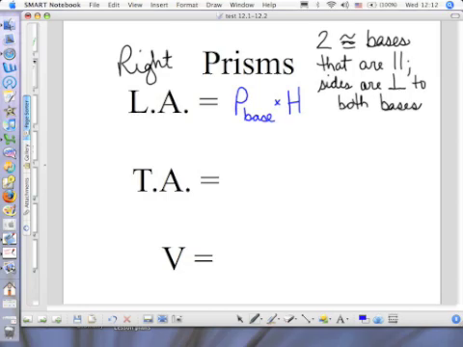Now, when I say perimeter of the base, remember that means you've got to identify the shape that makes your base. Is your base a triangle, a square, a rectangle, a rhombus? What is your base? The total area is the area of that base multiplied times 2, because we have 2 of them, plus the lateral area, which would be the area of all the sides. So the total area is the top, the bottom, and all the sides.